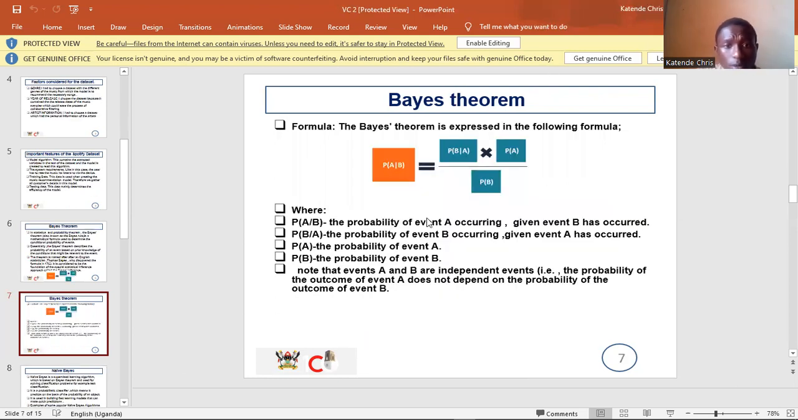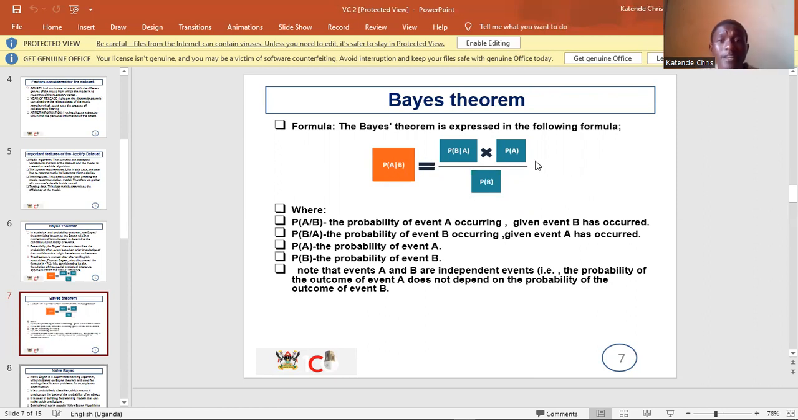So this is the formula of Bayes theorem: probability of event A occurring given that event B has occurred, probability of event B occurring given event A has occurred, probability of A, and probability of B. Note that events A and B are independent events.